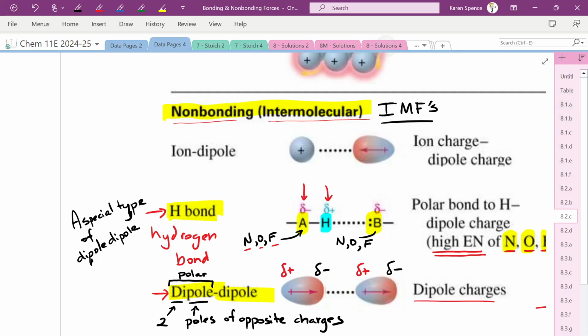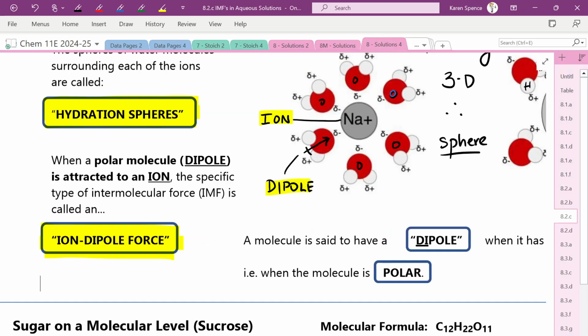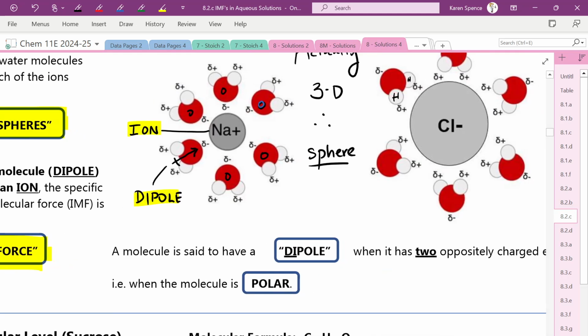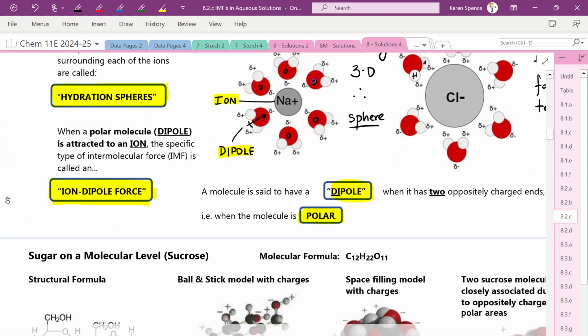Back to here. Okay, so we have our polar molecule. You can get these ion-dipole forces when the molecule is polar. All right. Now, here is a picture of sugar. And this is going to explain how sugar dissolves differently and gives you a solution, say, that does not conduct electricity. We're going to look at that more closely.